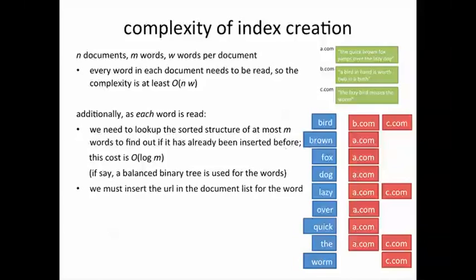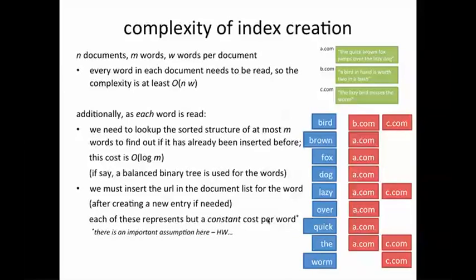Further, we must insert the URL of the document against the word if we happen to find it already in the index. Else, we must insert an entry for that word if we don't find it, and then insert the document against it. Now we claim that each of these is just a constant cost per word. Obviously, the second part, which is inserting a blank entry for a word like worm with just one fresh document, is clearly a constant cost once we know where to insert the word worm.